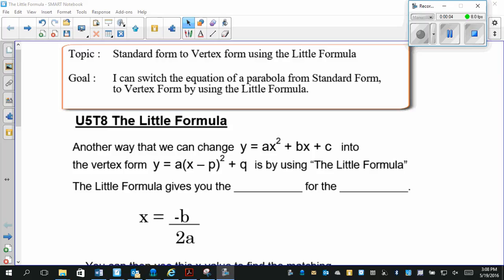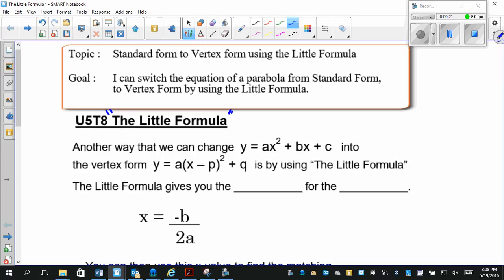Today we're going to be taking a look at something called the Little formula. So our goal for today's lesson is I can switch the equation of a parabola from standard form to vertex form by using the Little formula.